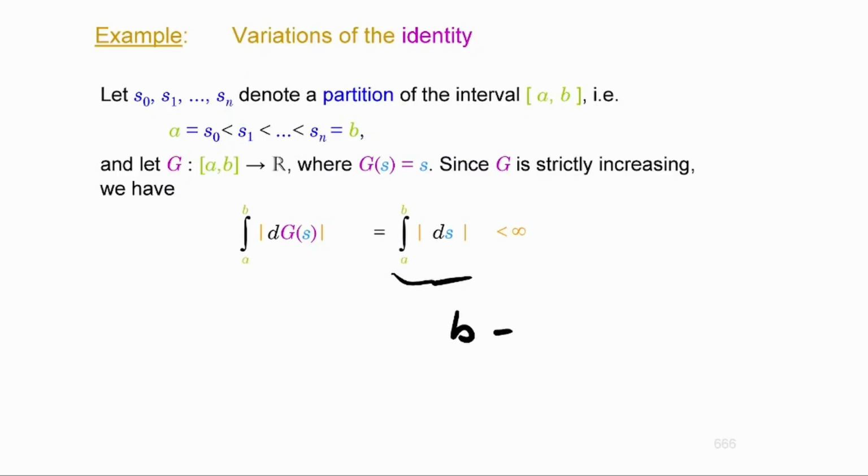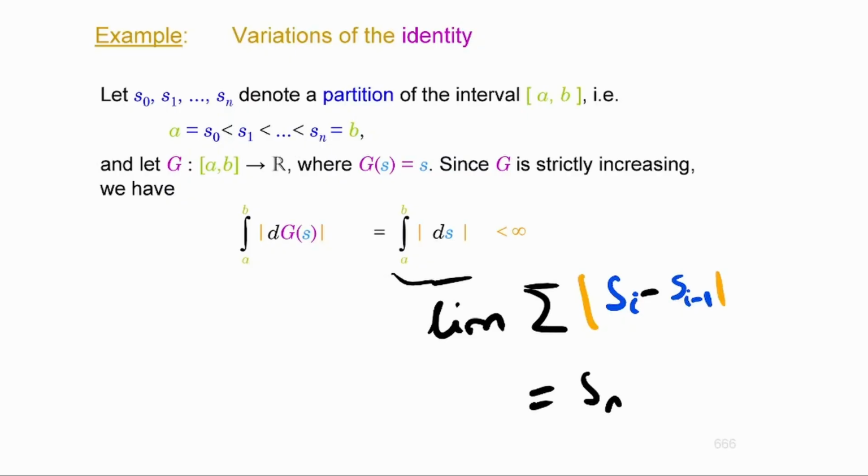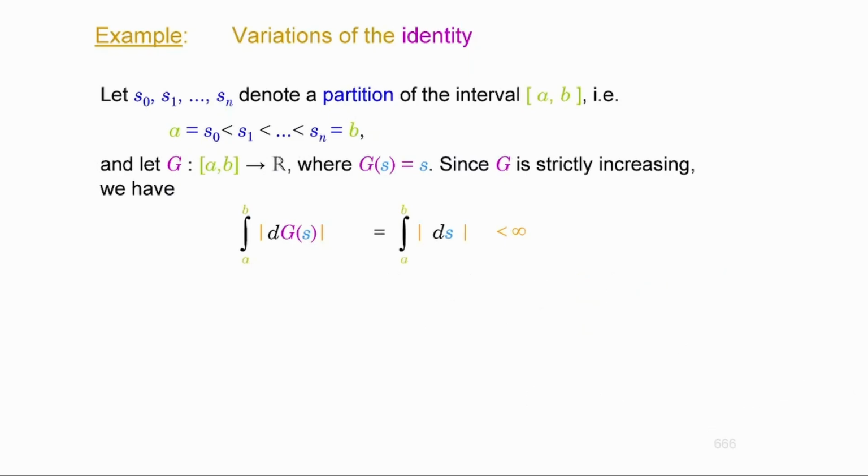But why? Now, again, what is a total variation? The total variation is going to be the limit of the sum of the absolute values of the distances. So you have s_i minus s_{i-1}, right? So the sum of the lengths of the subintervals, which is equal to basically the total length. So they will be equal to s_n minus s_0, which is actually b minus a then. You see? And that is finite, of course. So that is going to be true here.